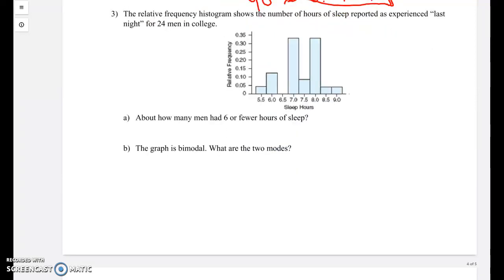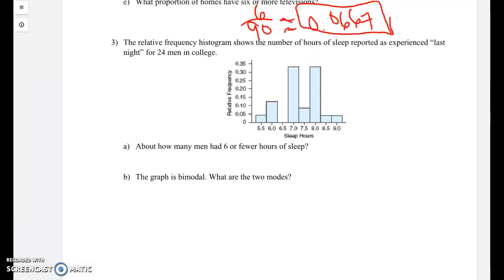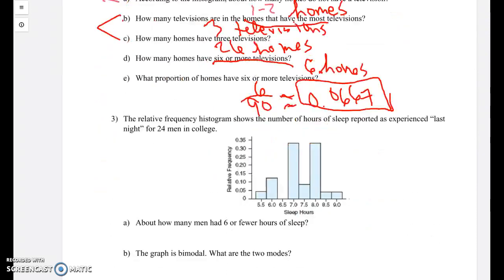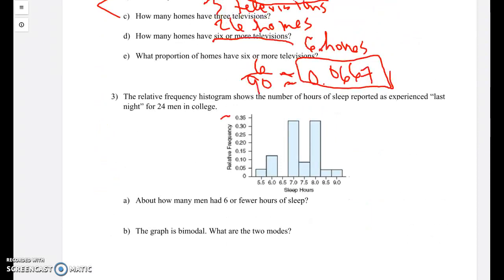Number 3. This is the last question. The relative frequency histogram shows the number of hours of sleep reported as experienced last night for 24 men in college. Now notice, if you look at this problem and the one we did before, that one just had regular frequency, the number of homes. In this case, we have relative frequency. So what they did was take that value and divide it by 24. That's all they did.